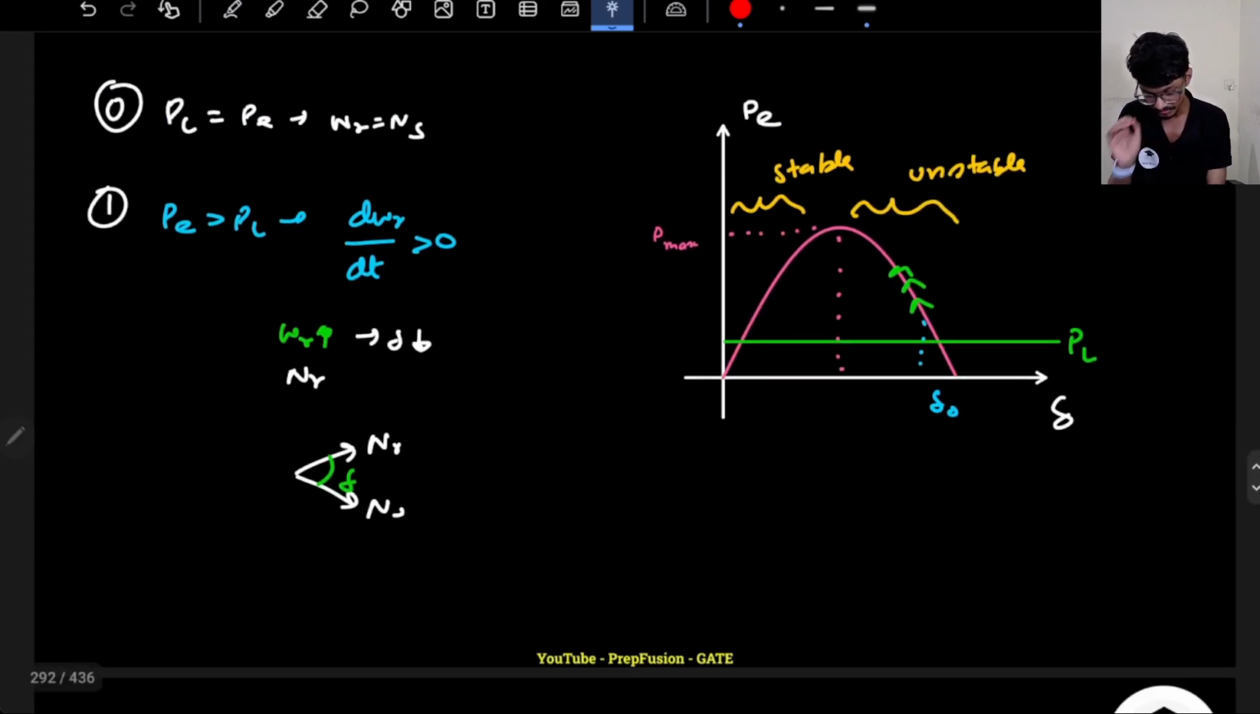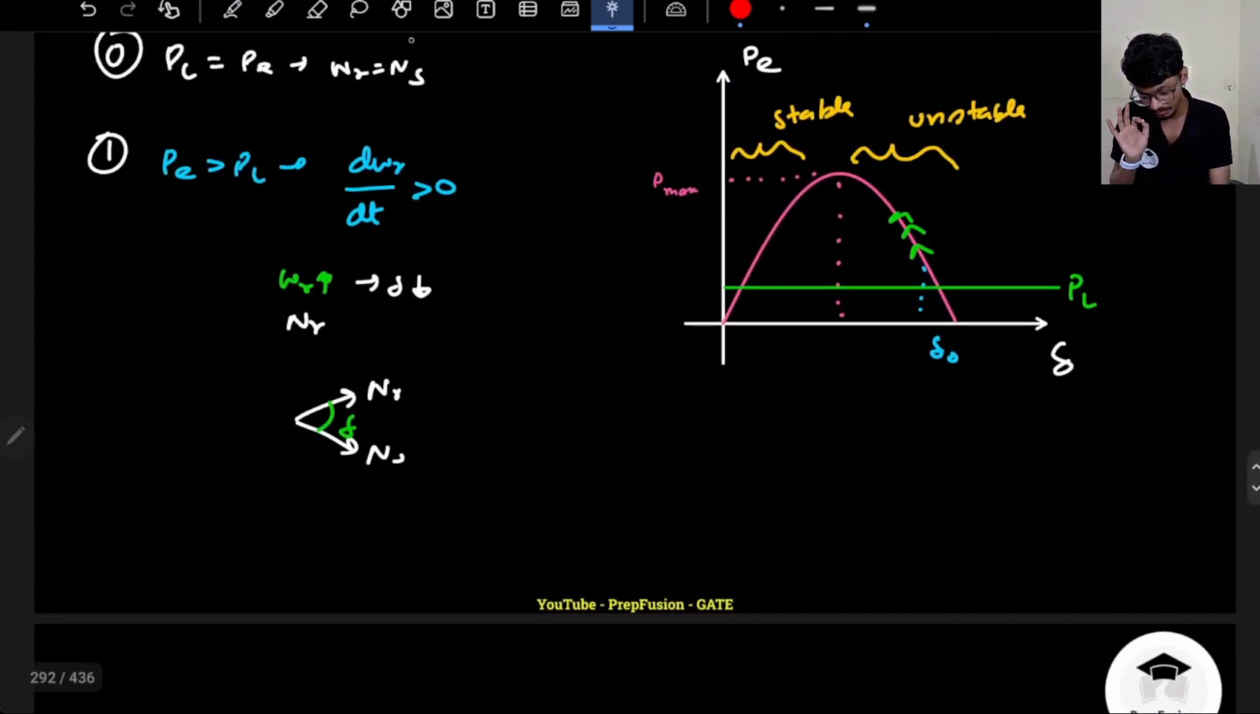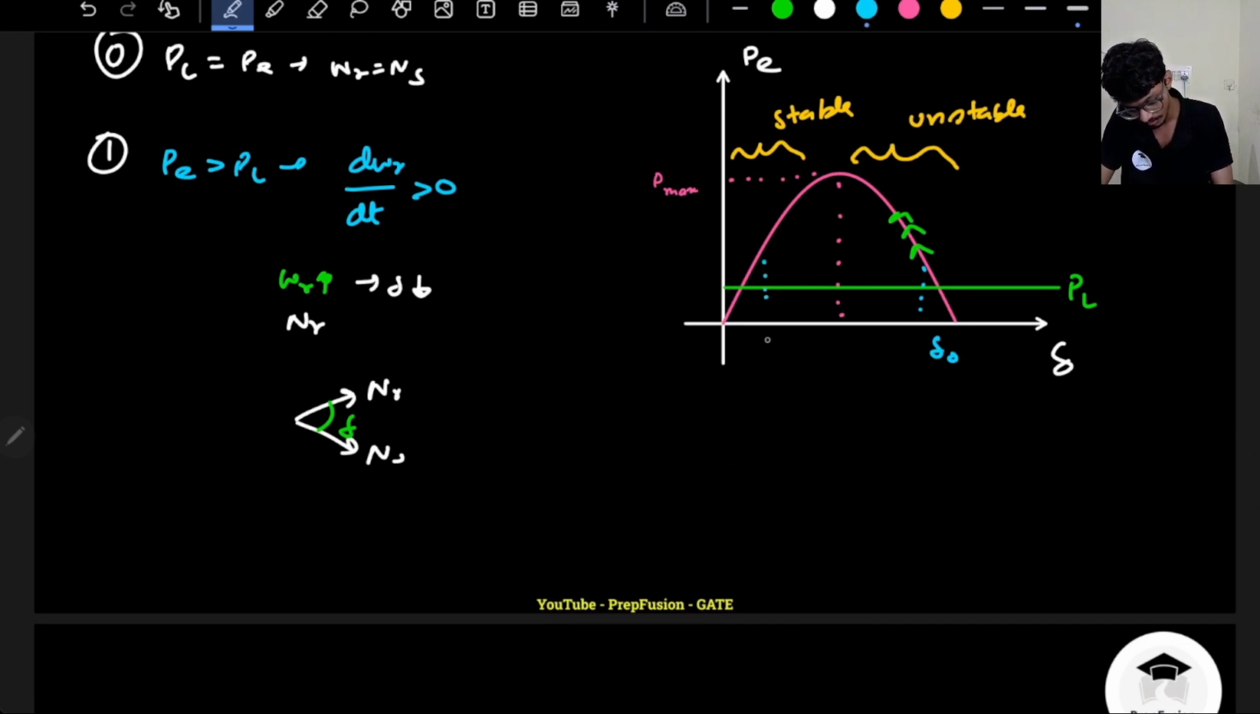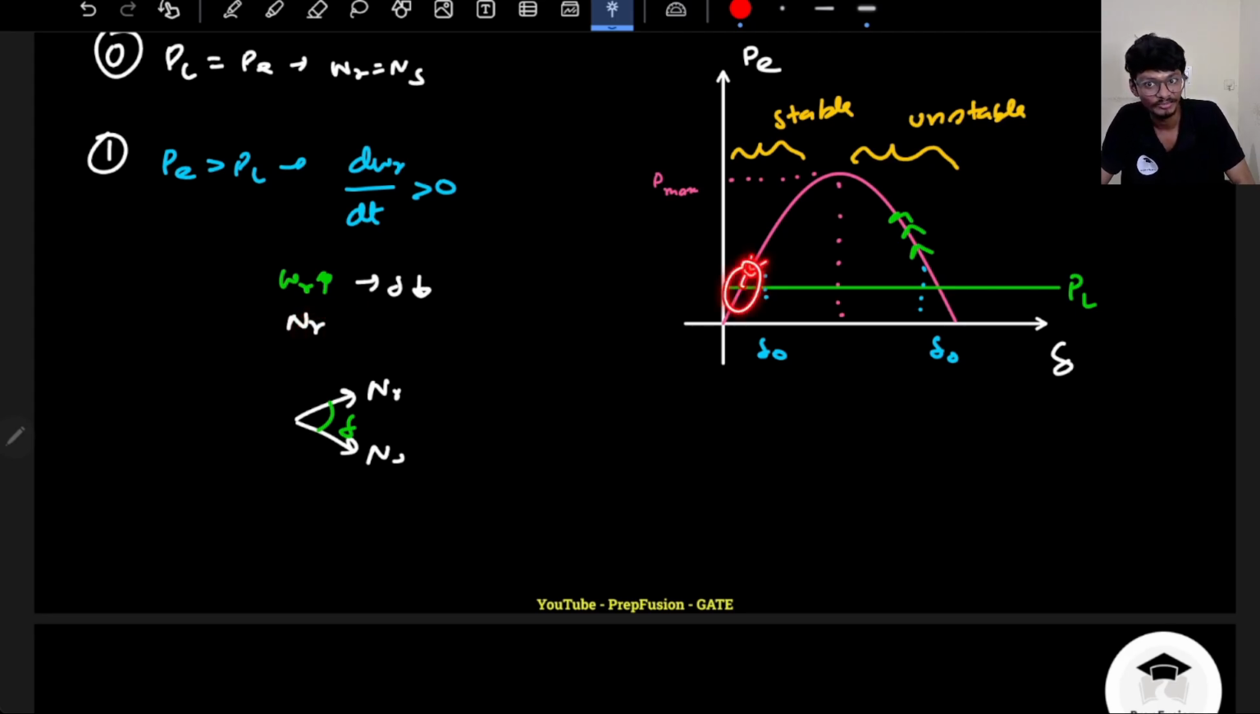Same thing if you apply, let's say I was somewhere here, if this was my delta naught. I will just explain quickly what would have happened. Again at this point PE is greater than PL, so NR will increase, so delta will reduce. So it is actually trying to reach the stable point.